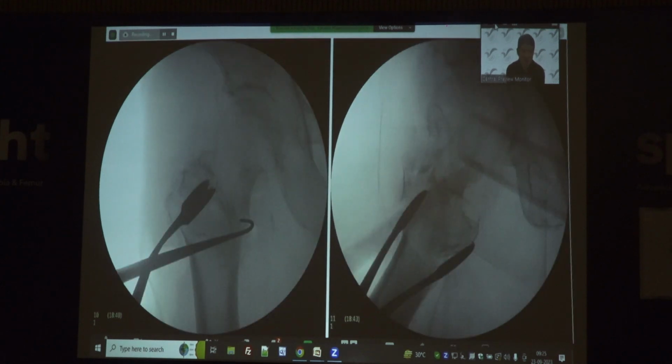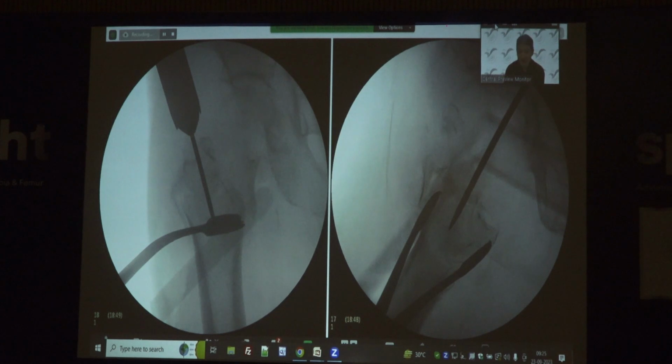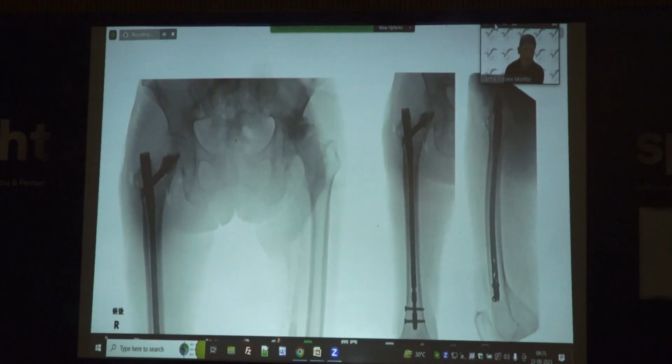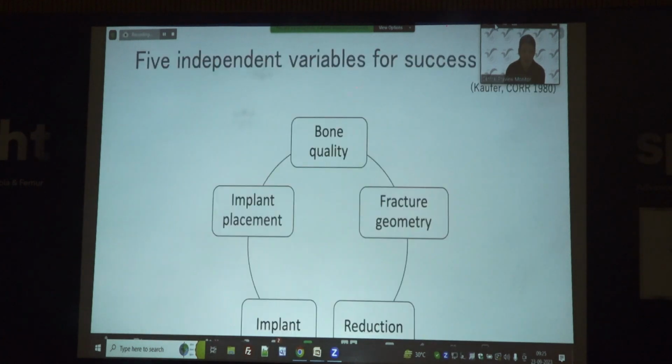But using the clamp and the bone hook, I was able to reduce it acceptably, and shooting down my guide wire, and using the hollow reamer for the anterior portal, and shoot down the TFNA now. But this was a very unstable fracture with very osteopenic bone, so I used a cement augmentation for this case.